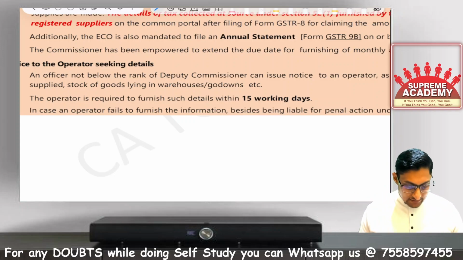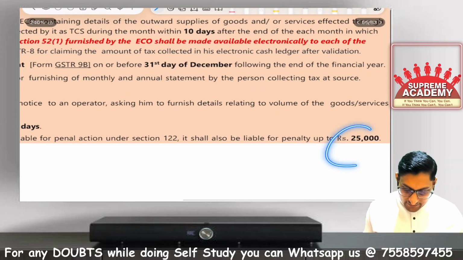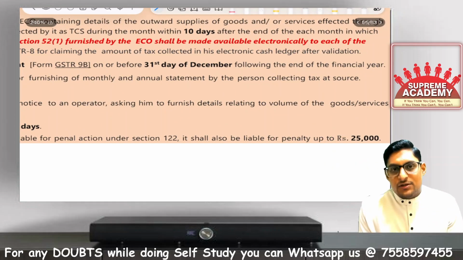And the last one: if the ECO fails to furnish the information as required by the notice, a penalty of rupees 25,000 will be charged to such e-commerce operator.